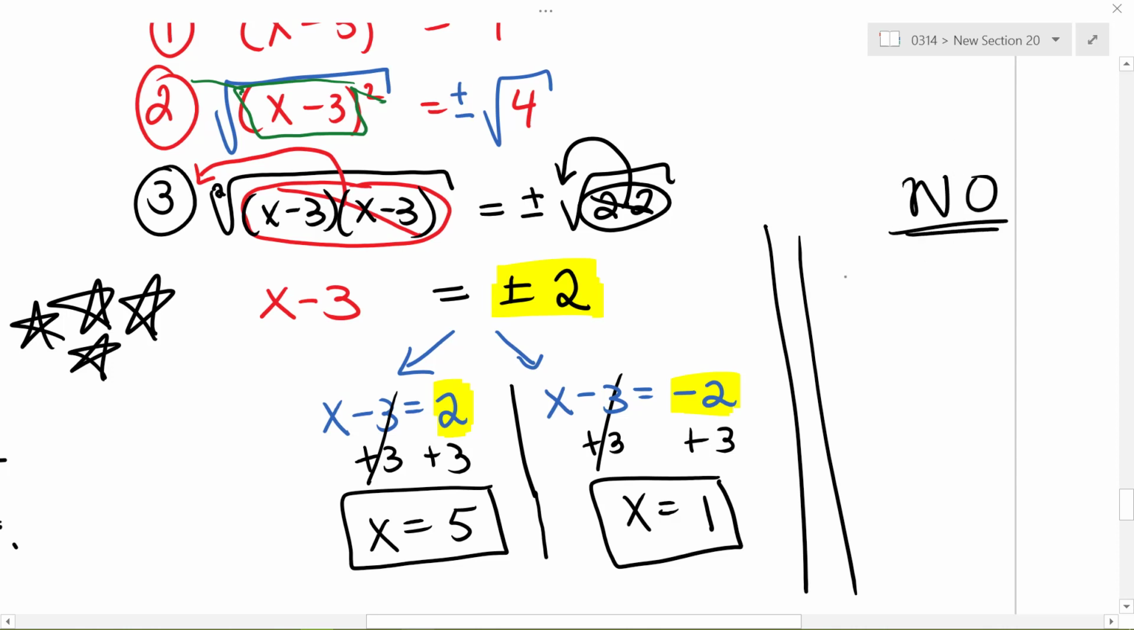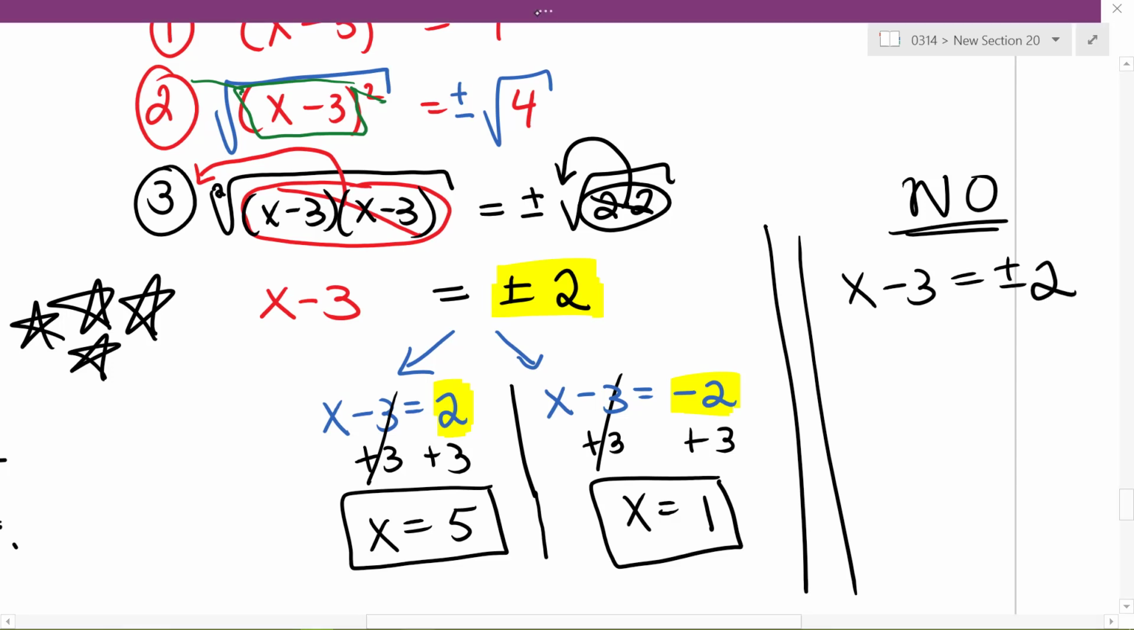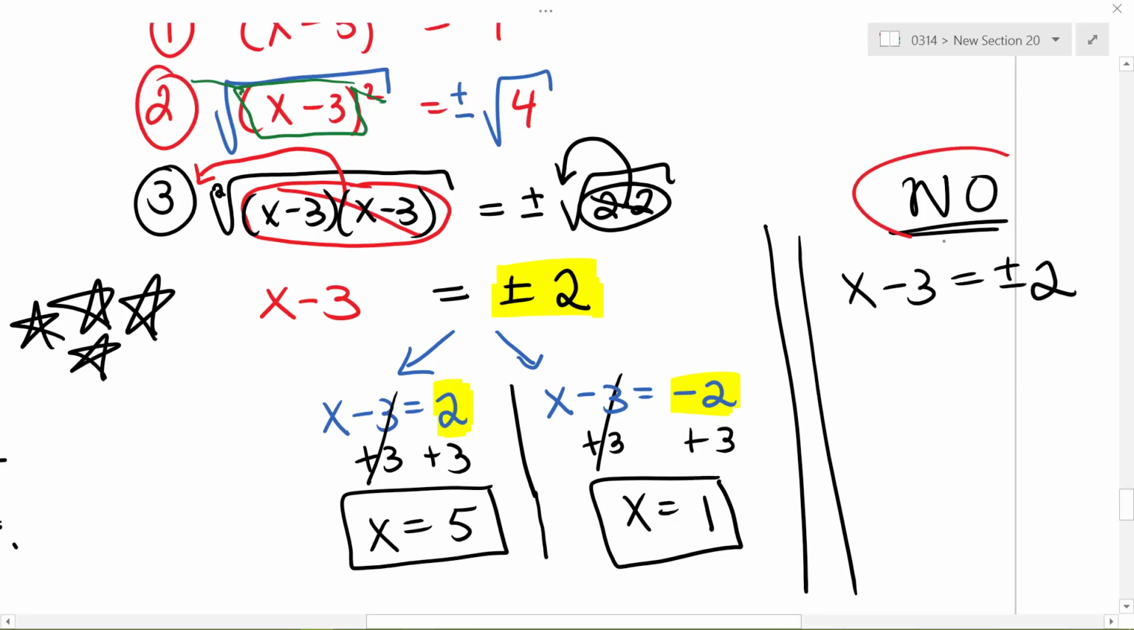Here's a big no. This sometimes happens, and so you don't want to let this happen to you. Remember, this is a big no. Don't do this. Sometimes people think, well, I'll just leave it as plus or minus and I'll add 3 to both sides, and they get something like x is equal to plus or minus 5. That is not the answer that we got over here.